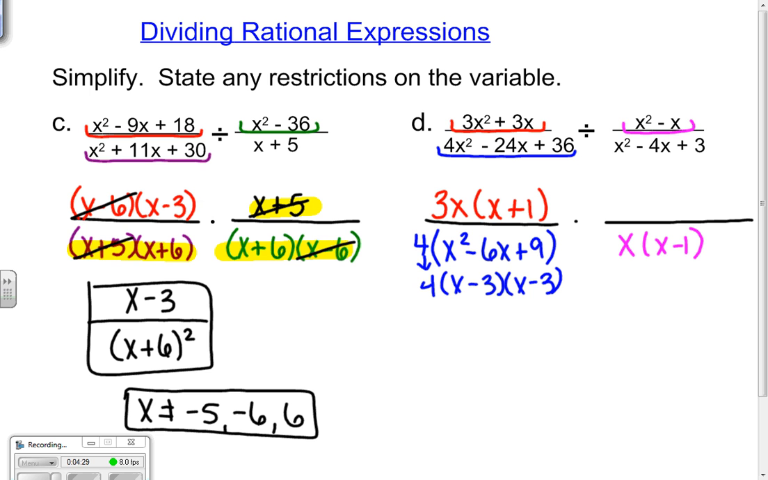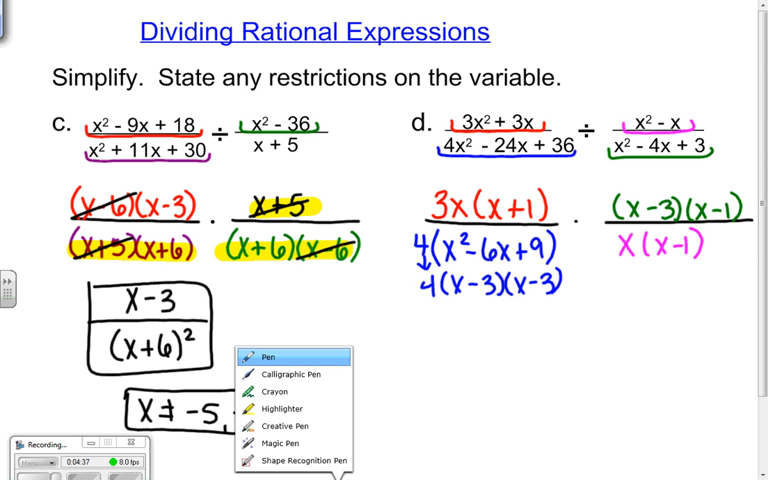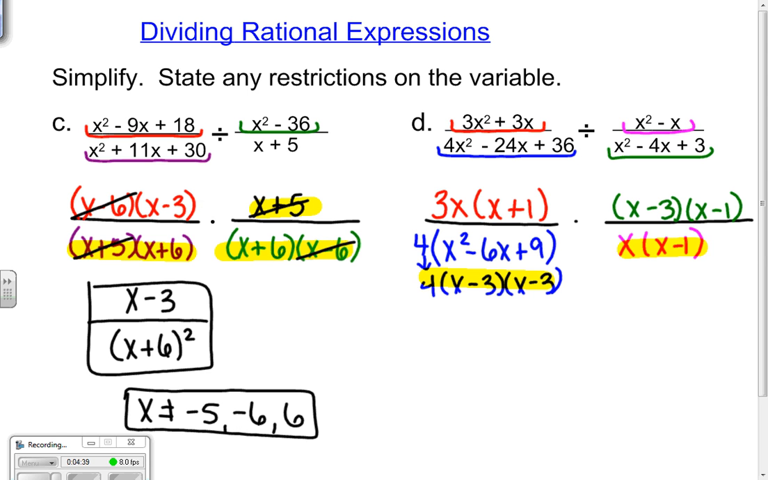And the top is an x minus 3, x minus 1. So restrictions come from both bottoms and the top of the second, which means that my restrictions will be x cannot equal 3, 0, because of that x right there, 1, and that looks like it's it.